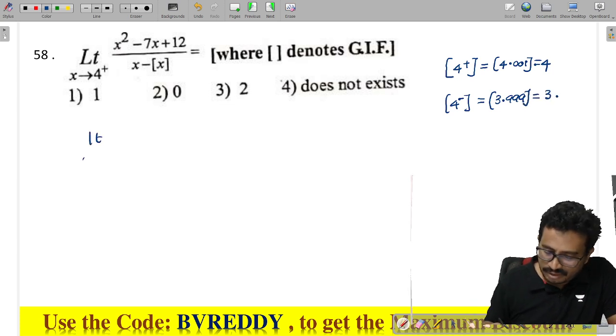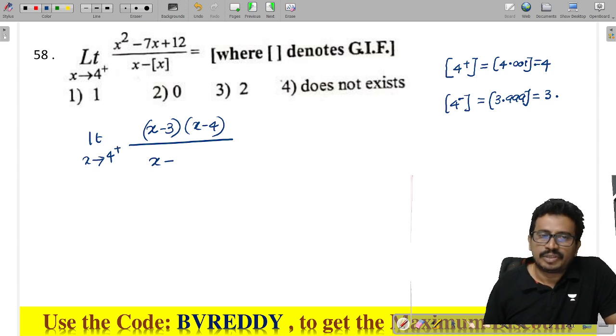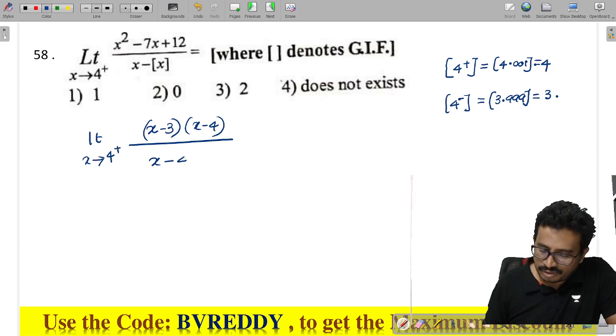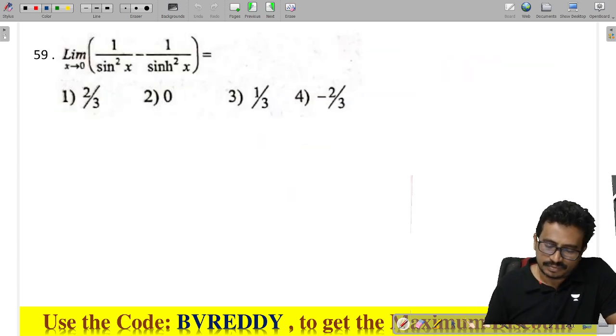Here they have given the limit x tends to 4 plus. So if I factorize the numerator, that is x minus 3 into x minus 4. Here you see this thing, this value is equal to step x value, which is 4. Now I can substitute, so what I will get now here is simply x minus 3. Substitute the limit of x value 4, which is equal to 1.